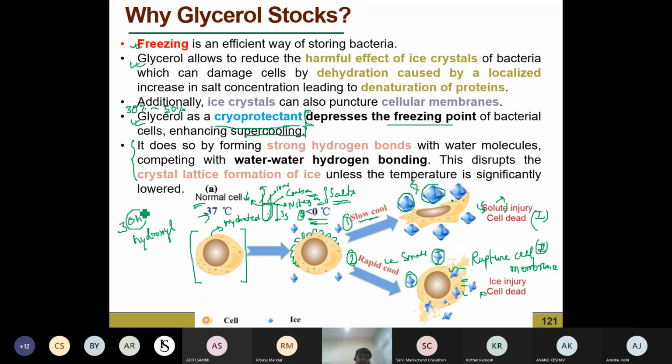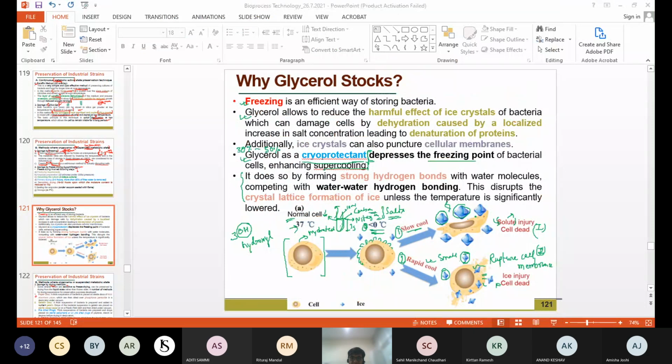Can anyone tell what is a hydrogen bond? Have every one of you heard the term hydrogen bond? Yes or no? I'm sure everyone must have heard of it at least in their 10th standard. Can anyone tell what is a hydrogen bond? Harshit, Kirtan.